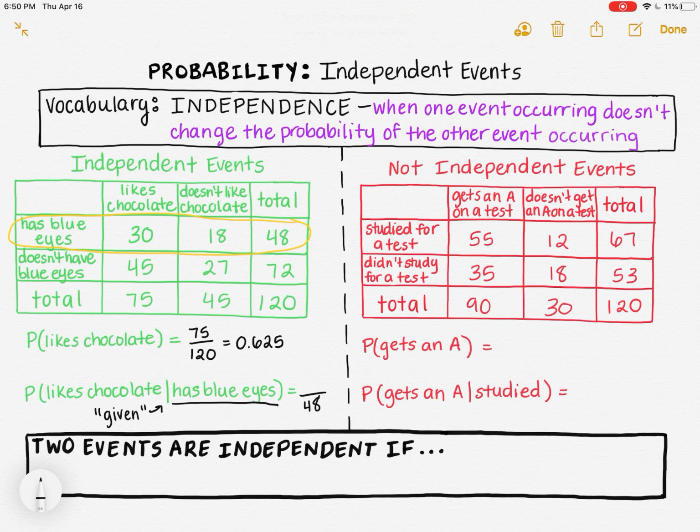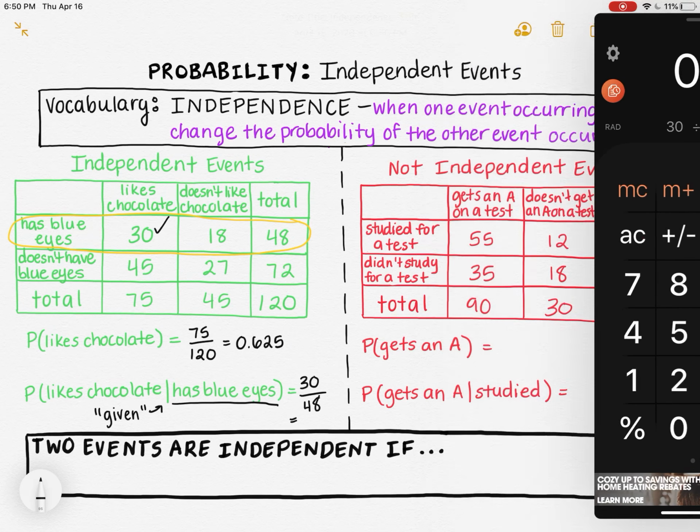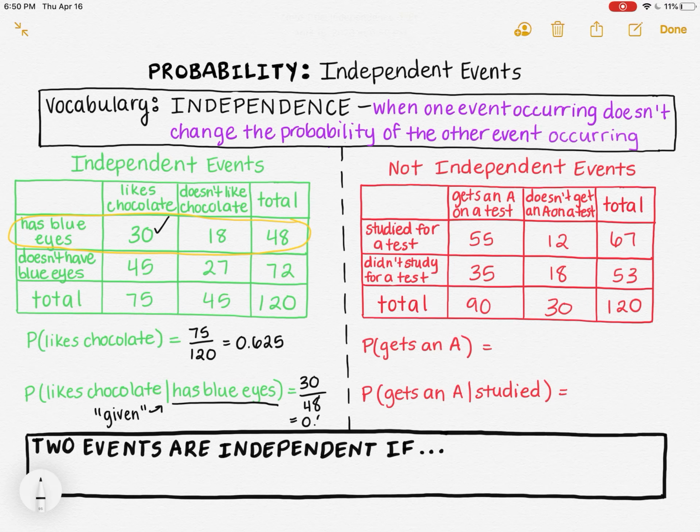Then I need to know the number of people that like chocolate and have blue eyes. So I go to the likes chocolate column and I'm still just staying in my has blue eyes row, and I see that I have the number 30 in that corresponding box. So my probability is 30 out of 48, which is the decimal 0.625. You might already be noticing that this is the same answer we got in the last question, and I'm going to come back to that and explain why we got the same answer.